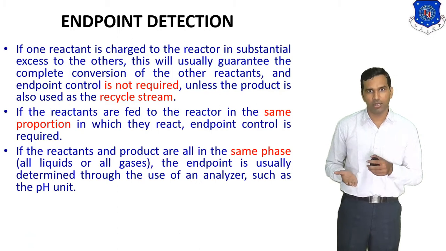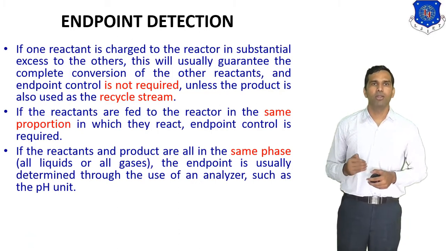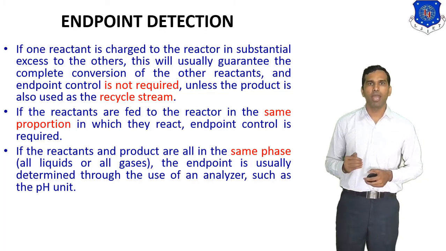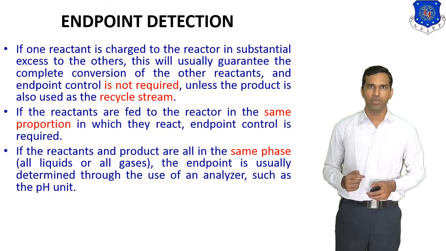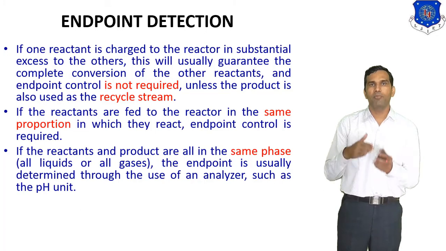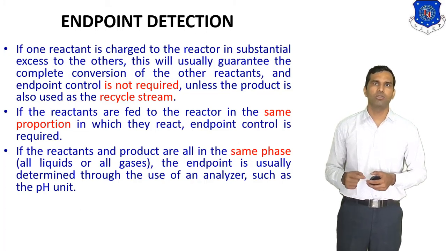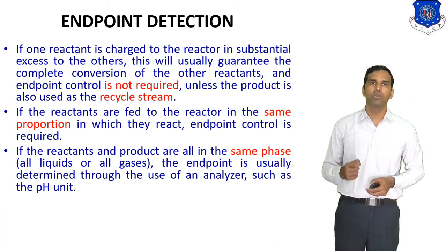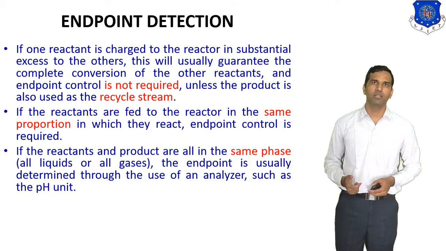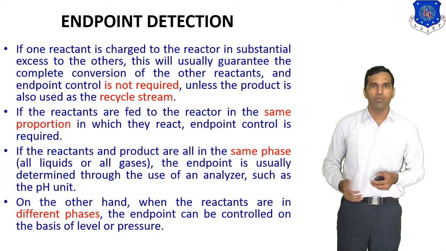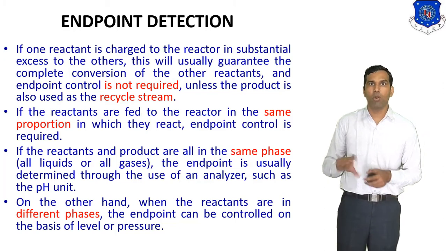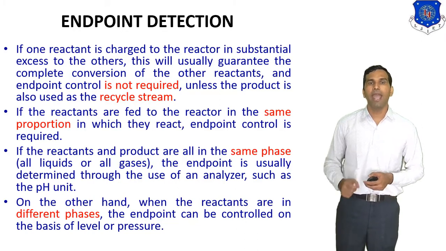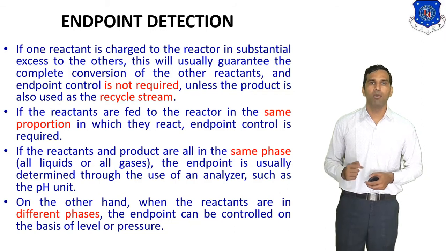If reactant and product are in the same phase, that means liquid to liquid or gas to gas, the endpoint is usually determined through the use of an analyzer such as a pH unit. On the other hand, when the reactants and product are in different phases, for example the product is liquid and the reactant is gas, then the endpoint can be controlled on the basis of level or pressure.